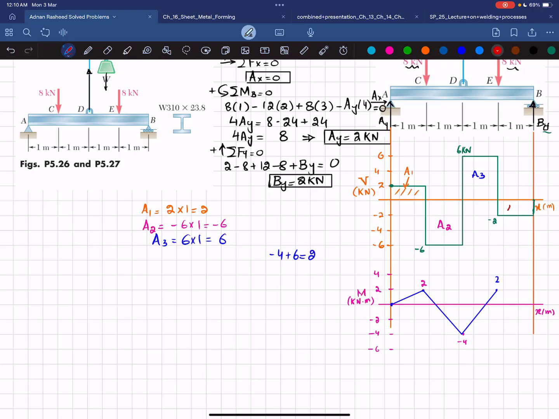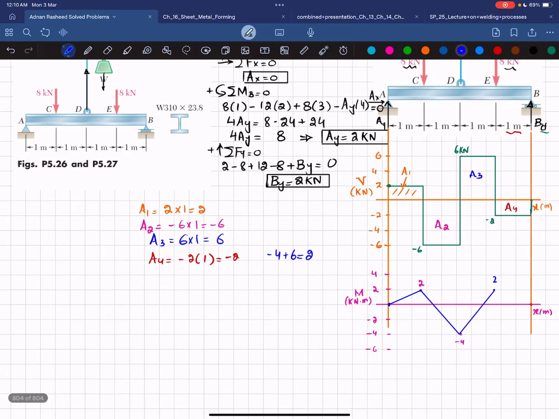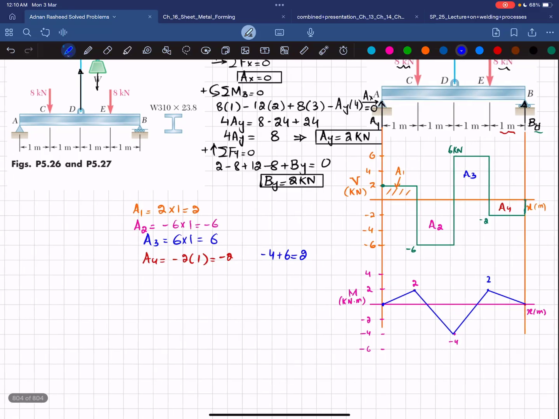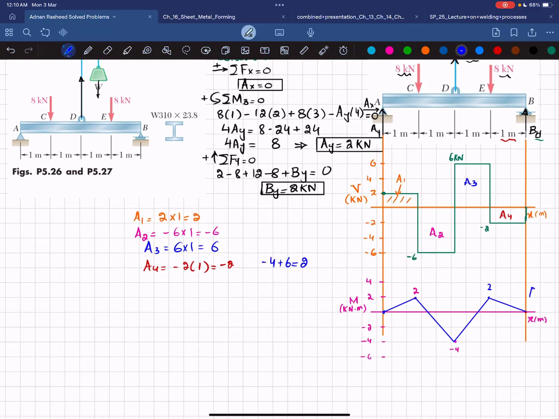So A4 is again, you can see, equal to -2 multiplied by this length, which is 1 meter. So it will be -2. So +2 -2 will give you 0 at this point. Again, the shear force is a horizontal line with 0 degree and this A4 is negative. So the bending moment will be a 1 degree line and the slope will be decreasing. So by joining these two lines, you can complete the bending moment diagram. So what I can write here is that this is BMD, bending moment diagram, and this is shear force diagram. Okay, this was our first part.